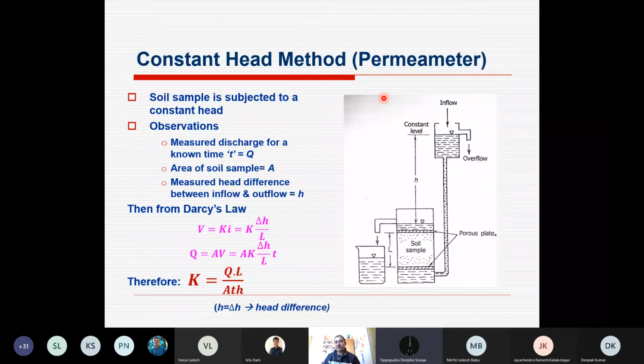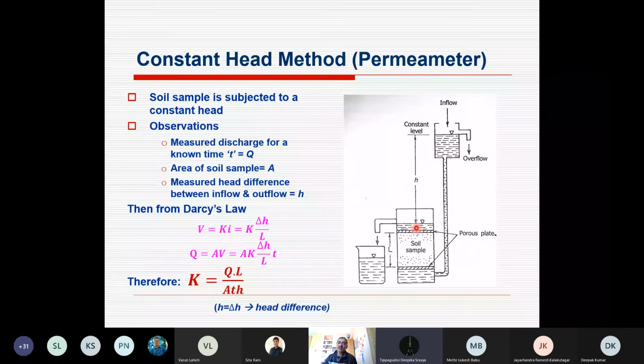Sir, in this constant head or falling head, some water is also on the top of the soil sample which is not collected in the beaker. That water is not included in the Q value? No, that is not. Only what we are collecting. This is just for the graphical representation. Otherwise, you can say that it has some pressure on this, basically a pressure on this soil sample at the bottom.